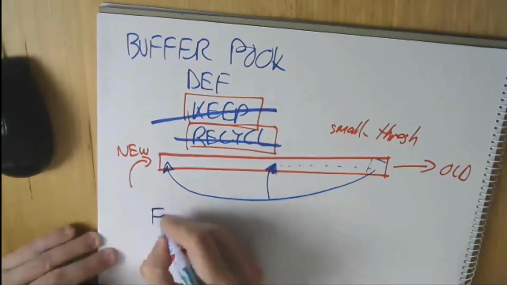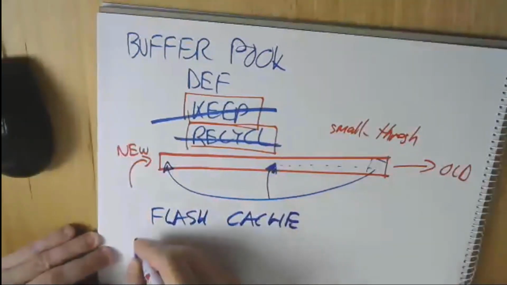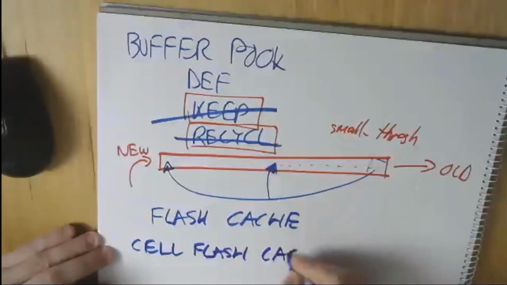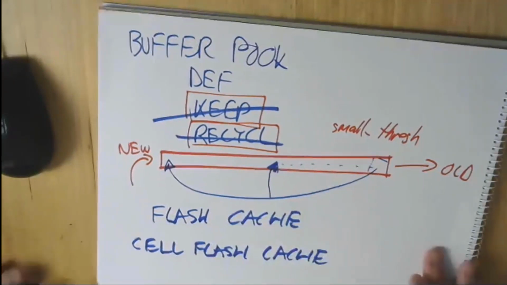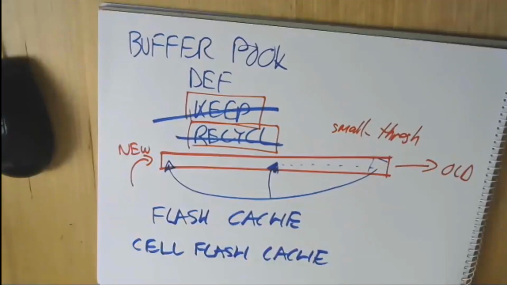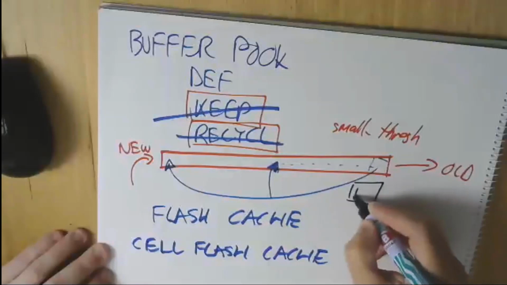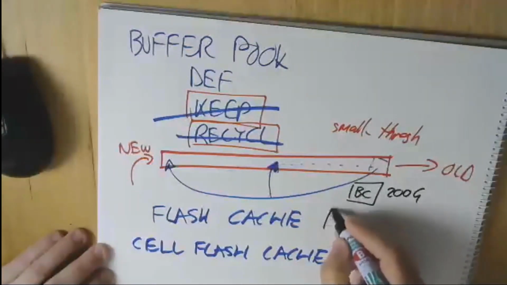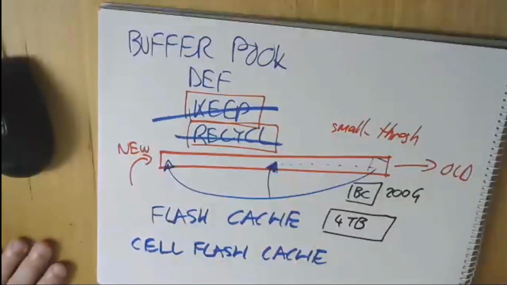Which leads me to my last two before we run out of time: flash cache and cell flash cache. Only generally applicable for Exadata. The flash cache is a recognition of the fact that flash is a very, very cool technology and it's generally a bit cheaper than memory. So you've got your buffer cache here, which might be, say, 200 gigabytes, but you could, for example, have 4 terabytes of flash on a database server.